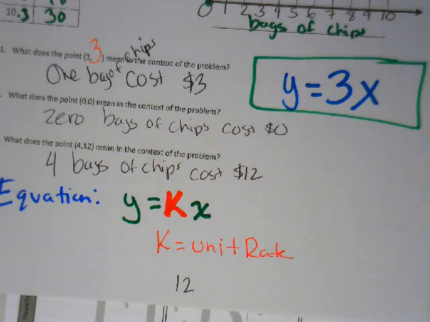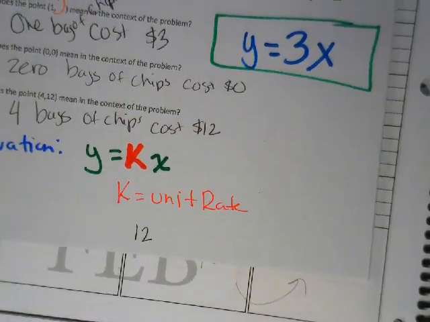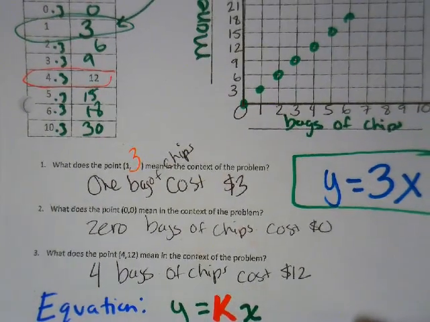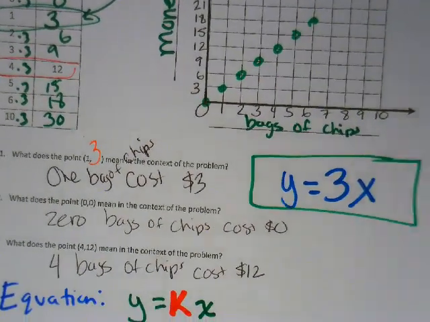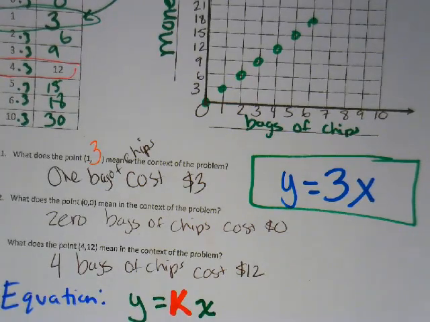What was the ordered pair I gave you to start with? 4 and 12. Is 4 an X or a Y? X. So plug in 4 right here, into your X. What would you get? What would Y equal? 12. Because it's 3 times 4, and that makes 12. That would give you your Y.